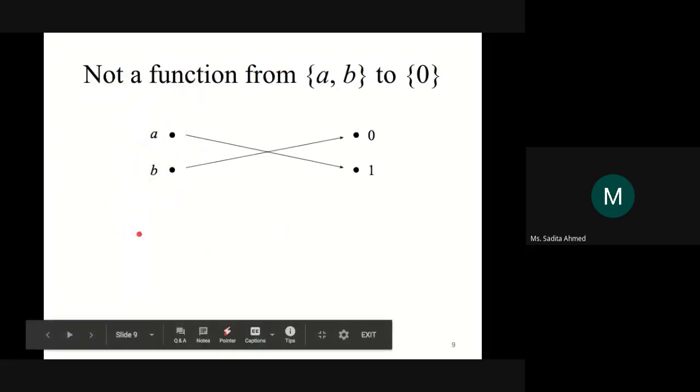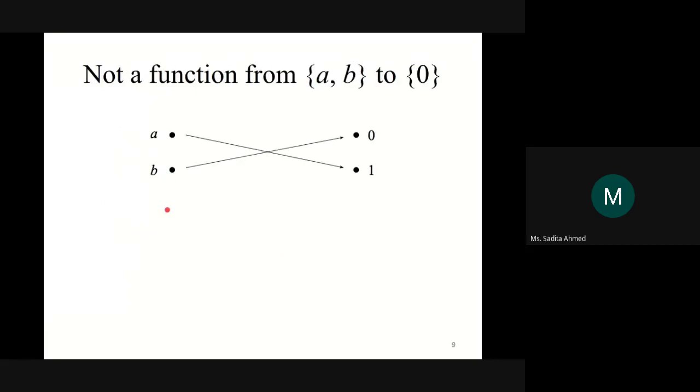This apparently is also not a function. However, if I look at it, think about the condition. Every element on the left-hand side, are they mapped? Yes or no? Yes. Are they mapped to exactly one element? Yes. Then why is this not a function?